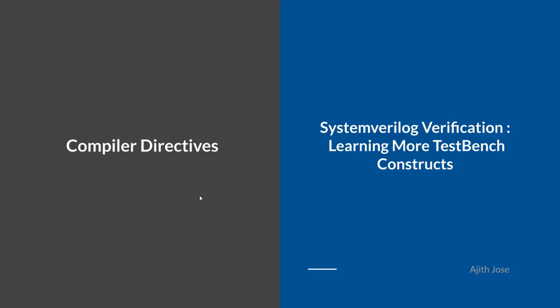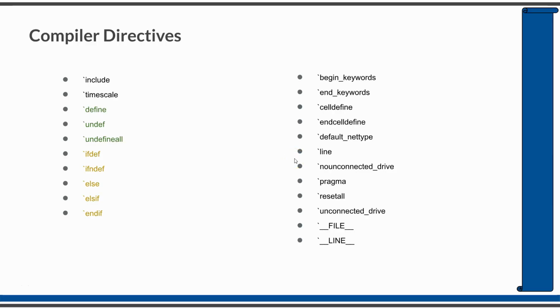Compiler directives in SystemVerilog. A compiler directive in any programming language is a way to pass instructions to the compiler so that you can make your code more reusable across different hierarchies and different files. Here is a list of all compiler directives in SystemVerilog, out of which the ones listed on the left hand side are quite commonly used across different test benches, and the ones on the right hand side are not commonly used.